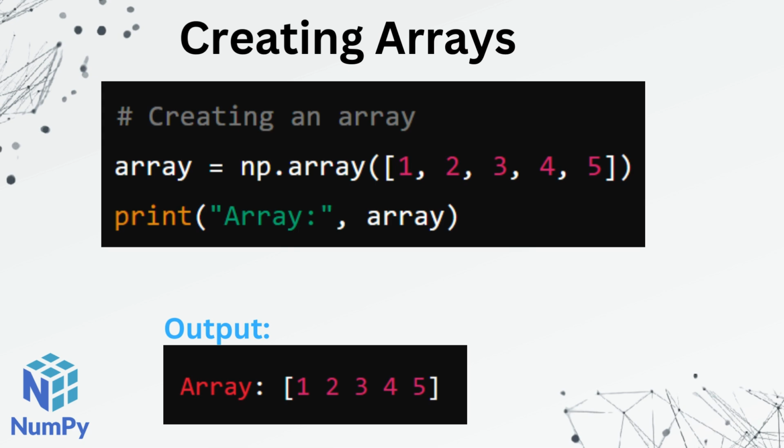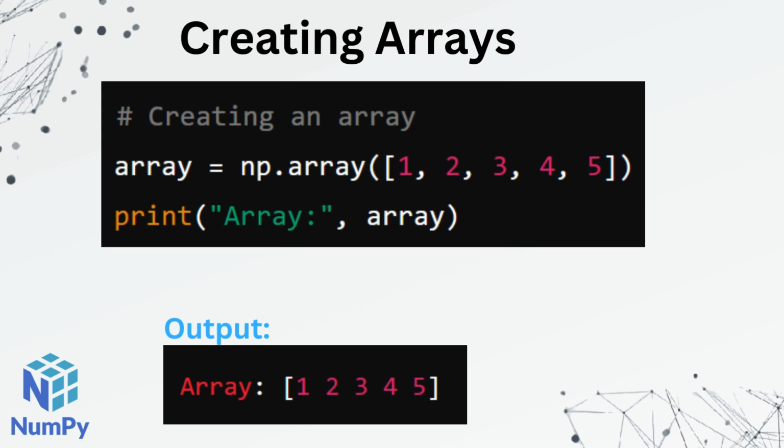Creating an array is easy. First, you have to assign a value to the array, which is np.array, 1 2 3 4 5 in square brackets, with the outer brackets. Now after you print the array, you can see something like this: array is equal to 1 2 3 4 5. Now it looks like a list, but it's not a list, it is an array. Yes, you can see here np.array.